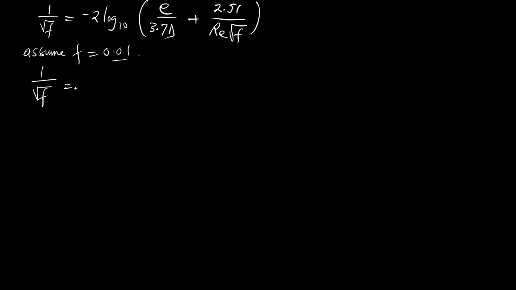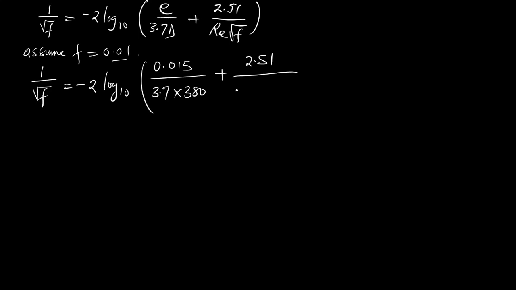So that's what we'll do now. This is what we call the iteration method, because f is an implicit function. So we say minus 2 log base 10 of 0.015 divided by 3.7 times 380 plus 2.51 divided by the Reynolds number, 1.217 times 10 to the 6, times the square root of 0.01.